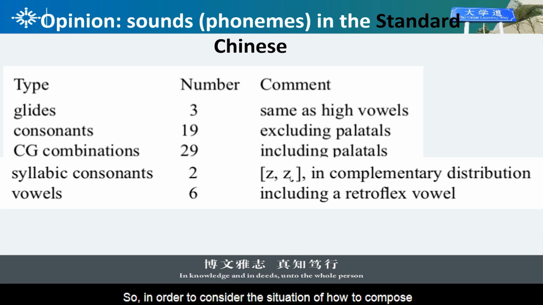So in order to consider how to compose a Chinese syllable, some scholars believe that you need to consider all such situations. Glides, how many glides? Three. And how many consonants, and how many consonant-glide combinations, and how many syllabic consonants, and how many vowels altogether compose the different situations of Chinese phonemes.